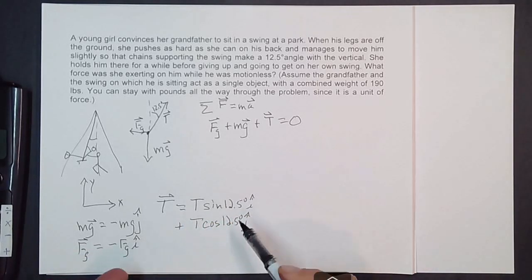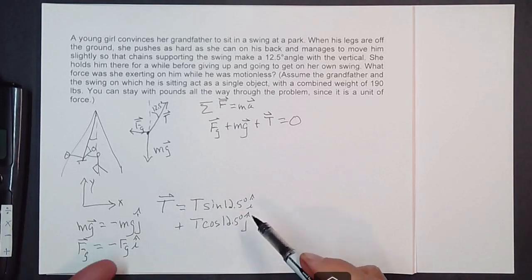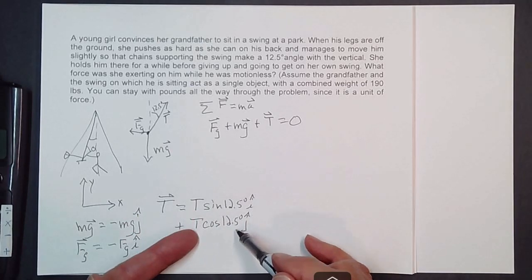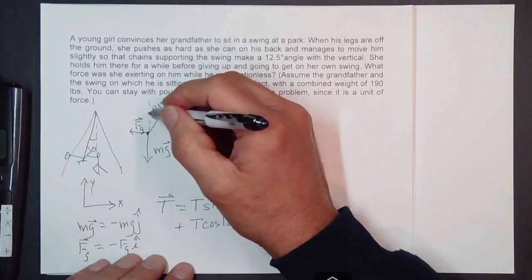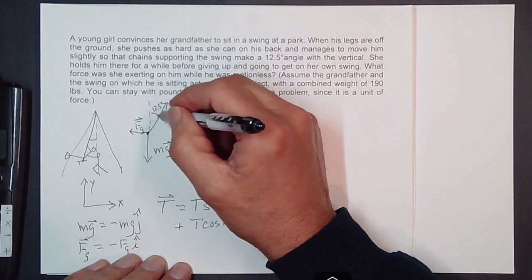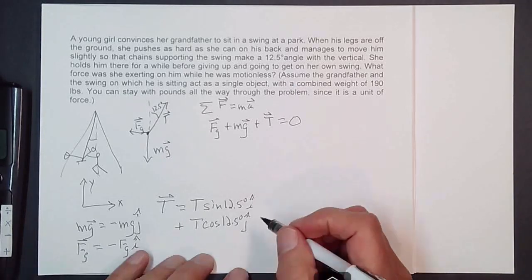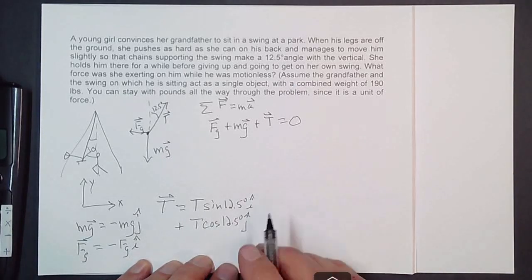And the reason that we're using the sine for the i-hat component and the cosine for the j-hat component is because the angle is measured off of the y-axis. When we get that v naught x equals v naught cosine of theta, that's because we're measuring the angle up from the x direction. So that's what we've got here.